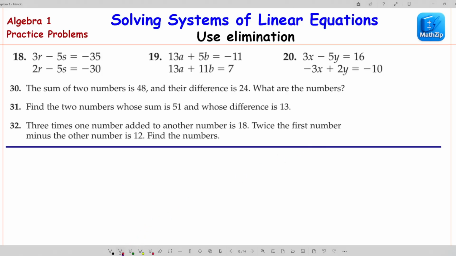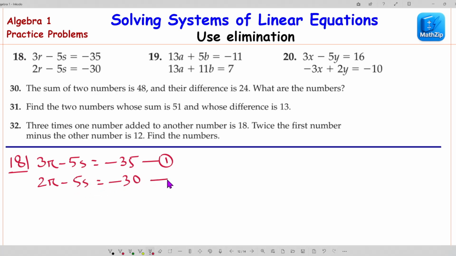Welcome to a new video. Today's topic: solving a system of linear equations by using the elimination method. We are starting from number 18. Here are two equations. First one, 3r minus 5s equals minus 35, equation 1. Then 2r minus 5s equals minus 30, this is equation 2.